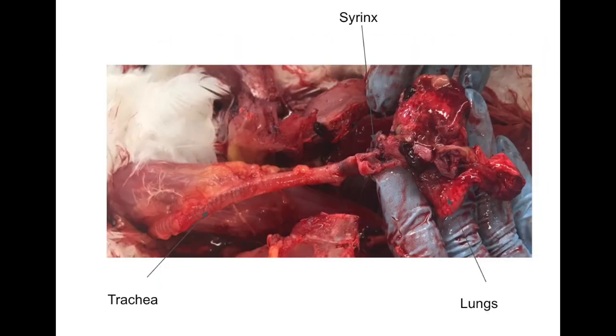In the respiratory system, the lungs are small, do not expand, and are firmly attached to the ribs. The avian trachea has complete cartilaginous tracheal rings, unlike the incomplete rings of the mammalian trachea. The syrinx is the avian organ for phonation. It's found at the bifurcation of the trachea.